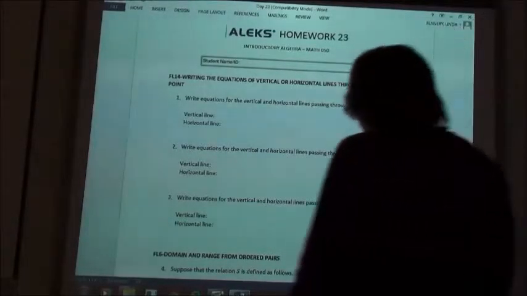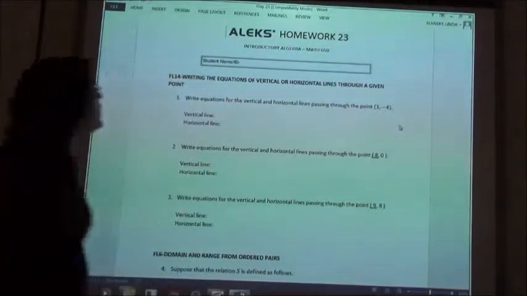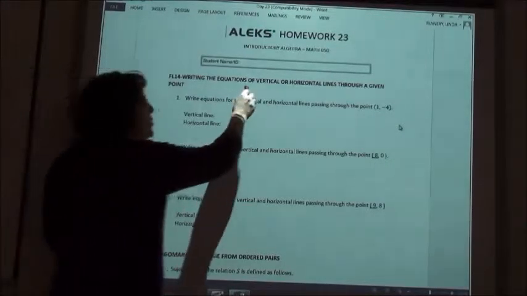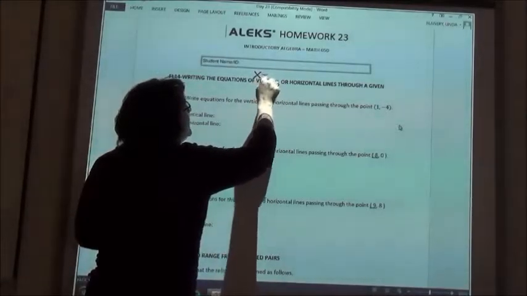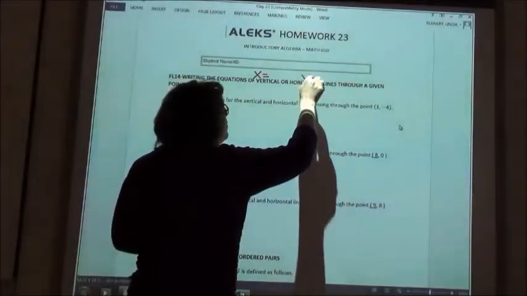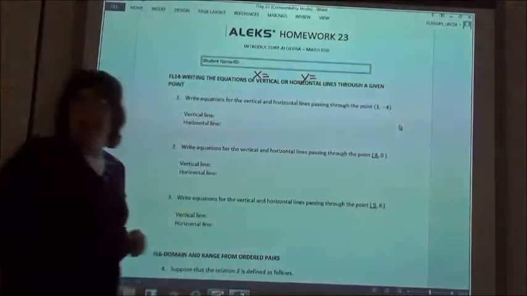So homework 23 starts off with writing the equation of a vertical or horizontal line through a given point. When we had vertical and horizontal lines, they were special cases. They weren't the normal y equals 2x plus 3. They either had an x equals or a y equals, right? If my line went straight vertical, it always said x equals and I just had a number behind it. If it was horizontal, it always had y equals and it just had the number behind it.